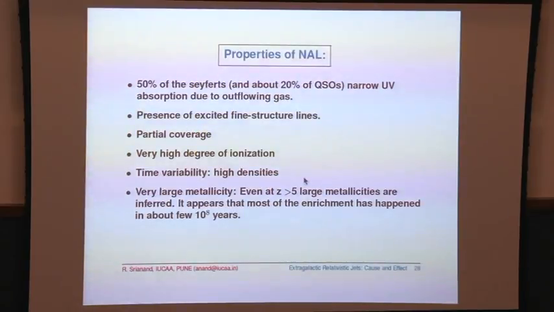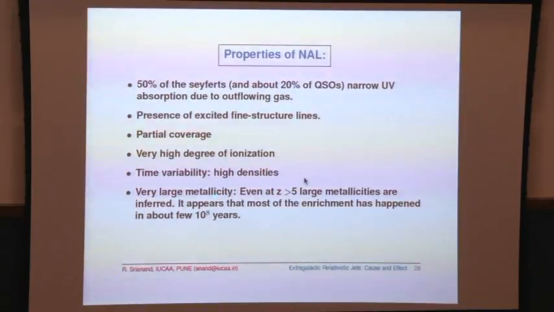You actually see the bottom doesn't go to 0. Sometimes it traces the quasar emission itself. Otherwise, you can do it with doublets and use some standard spectroscopic technique. The very high degree of ionization which you have seen means that it has to be very close to the quasar. Time variability tells you that these are high density objects, because the recombination time scale has to be short.